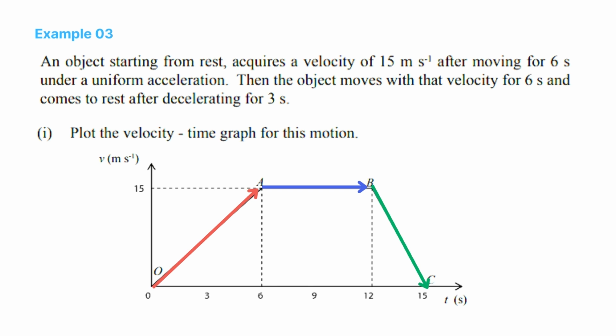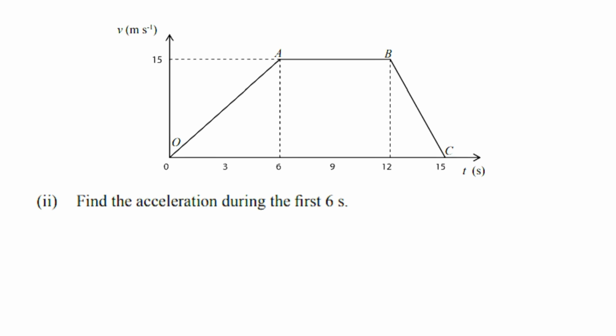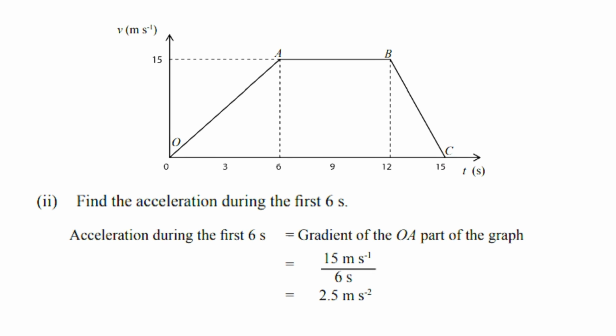Then the next question is find the acceleration during the first 6 seconds. So the acceleration during the first 6 seconds is the gradient of the OA part of the graph, that is 15 meters per second divided by 6 seconds, that is 2.5 ms^-2.